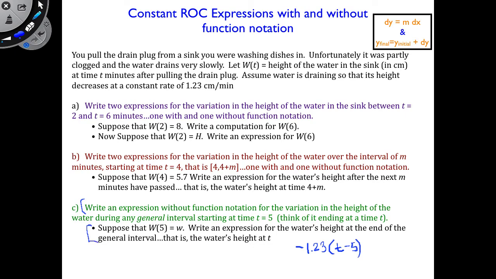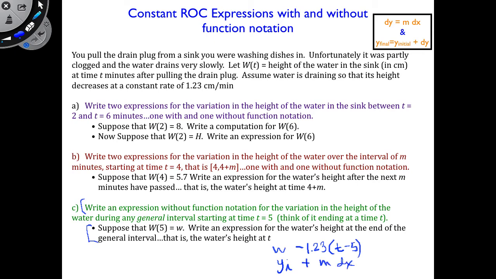If I knew a height at time 5, at the start of the interval, and I want to know the water's height at the end of the interval at mystery time t, same as before, then I could write an expression for the height at the end of the general interval by having that initial, w, plus the change, which happens to be negative. Y initial plus m dx.